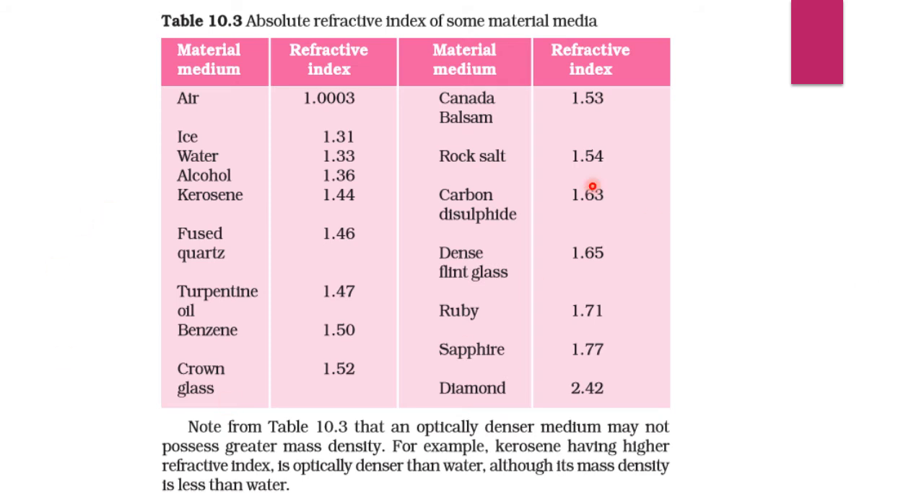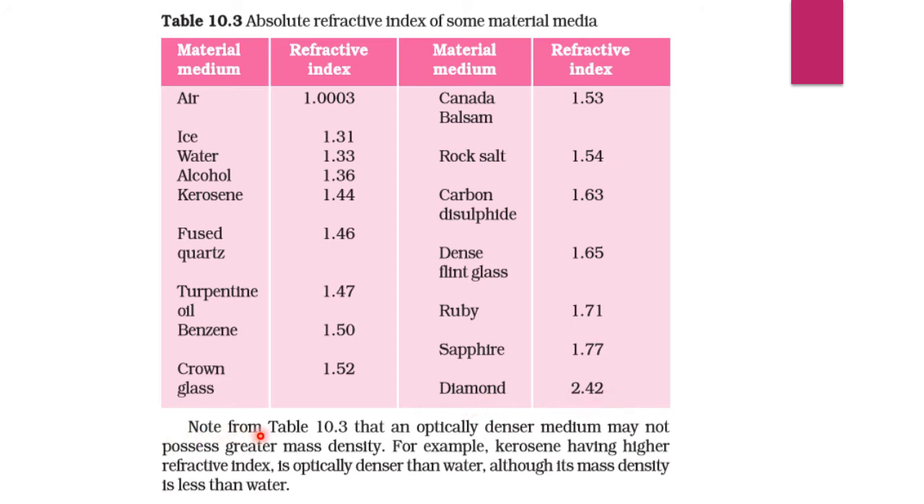This is a table of absolute refractive index of some materials like air. Just see, the refractive index of air is 1.003, then ice, water, alcohol, kerosene, and some more examples are there. And the highest refractive index is of diamond, that is 2.4.